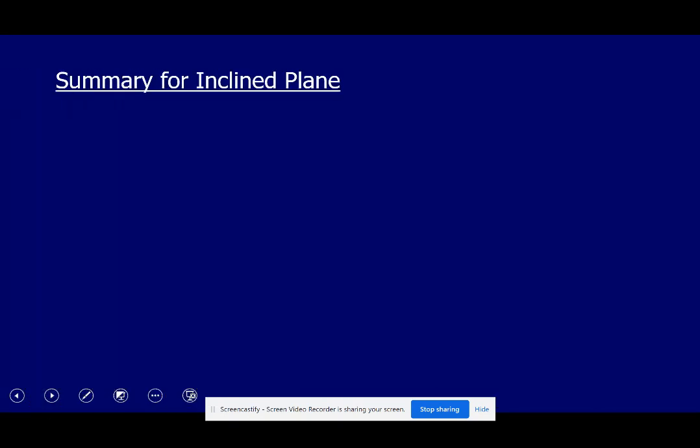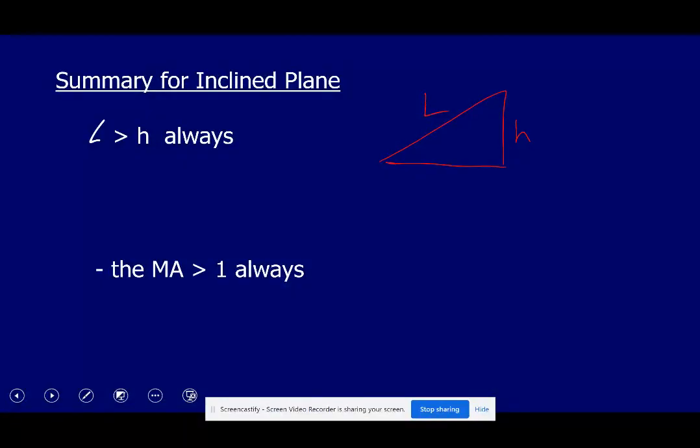So let's move on from there. I think we have a summary slide here. Summary for the inclined plane. The length is always greater than the height, right? It is a triangle after all, right? If we got a height here and a length here, well, you just don't have an inclined plane if the height is greater than the length of the ramp. That's just not going to work for you. So that means the mechanical advantage, or at least the IMA, should always be greater than 1.